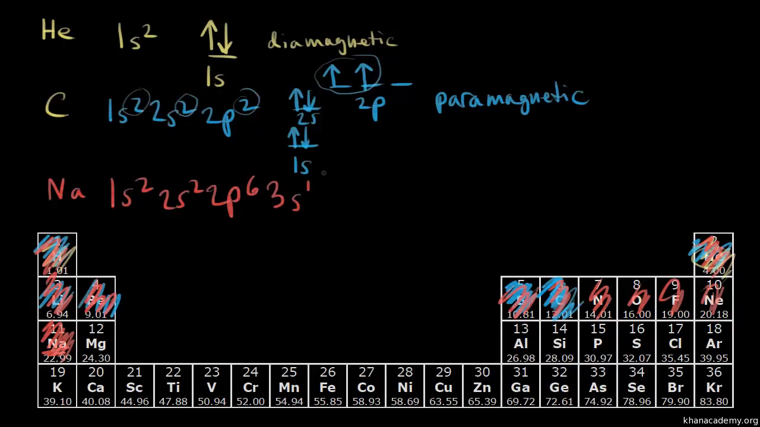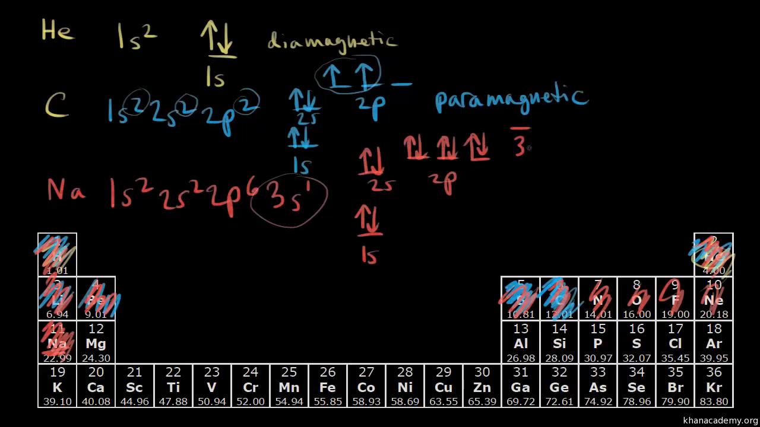If we did that in orbital notation, we would have the 1s orbital, so we have 2 electrons in the 1s orbital, and 2 electrons in the 2s orbital. Then the 2p orbitals, we have 1, 2, 3, 4, 5, 6, and then we have 3s1. So we have the 3s orbital right here, 1 electron in the 3s orbital. Notice, 1 unpaired electron. An unpaired electron means paramagnetic. So sodium is paramagnetic, sodium atom anyway.